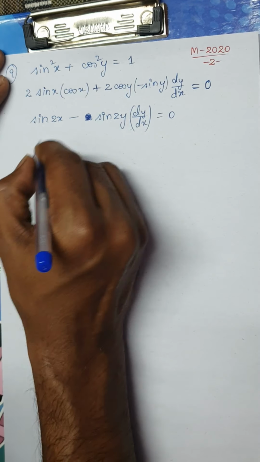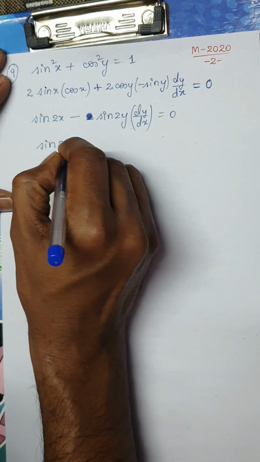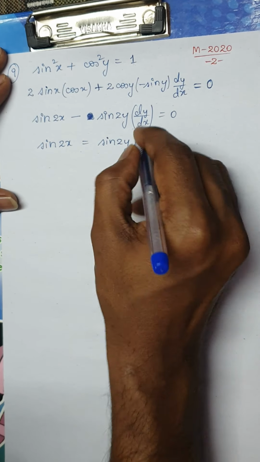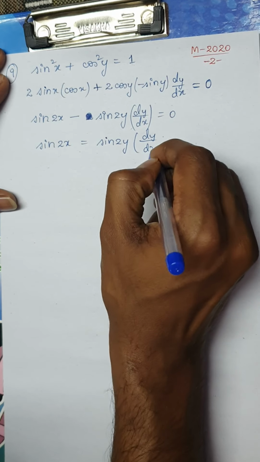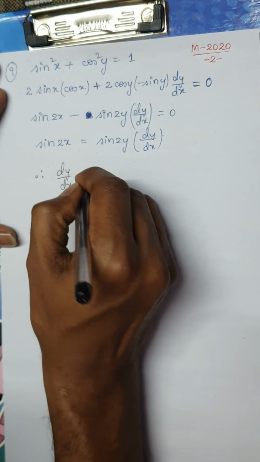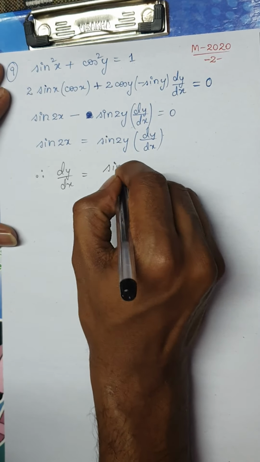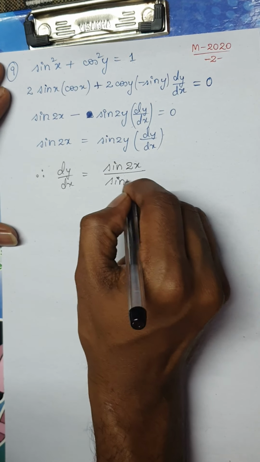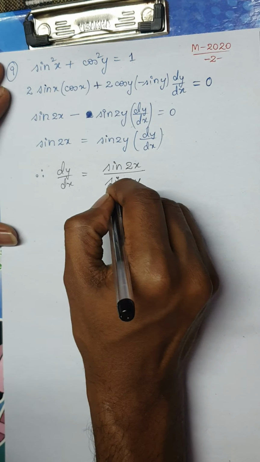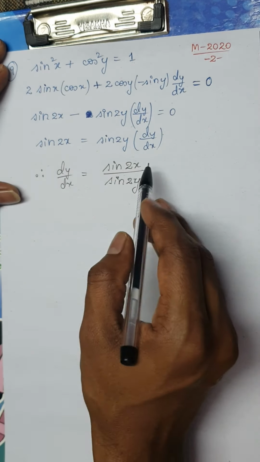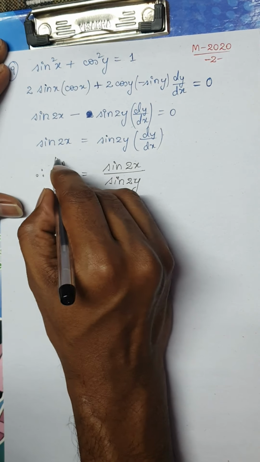Shift it to the right hand side. I will get sin 2x is nothing but sin 2y into dy by dx, okay. Finally just divide it. Therefore dy by dx is nothing but sin 2x divided by sin 2y, okay. This is one of the answers, okay.